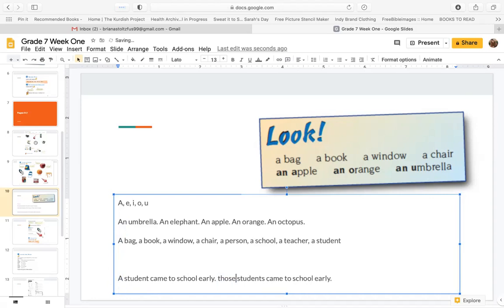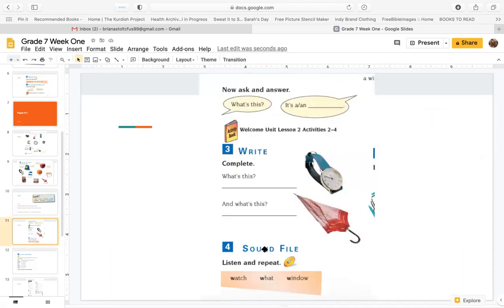Or we can say those, or we can say some, or we can say many, or a few. Just remember that a or an simply means one. If there is more than one, then we put a different word here, like some, a few, 3, 5, many, and we add an S. In your book, we also talked about what's this and what's this, and the letter W, which is what this word starts with, wa.